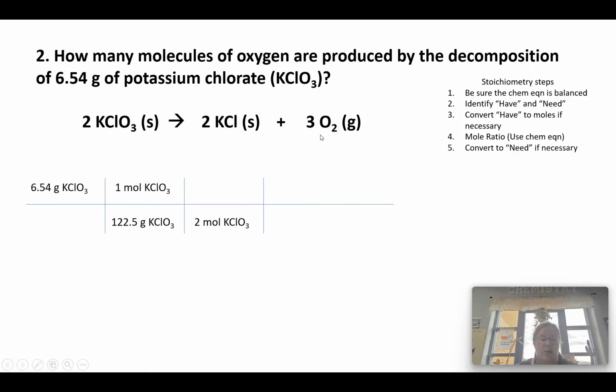Well, I want to put the 2 moles of potassium chlorate on the bottom so that I can cancel my moles of potassium chlorate, and I have 3 moles of oxygen on the top. So I have a 3-to-2 ratio.